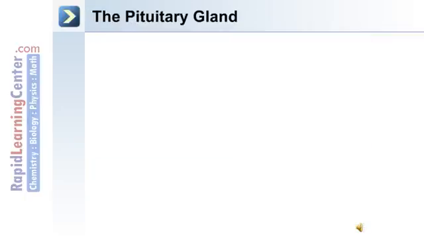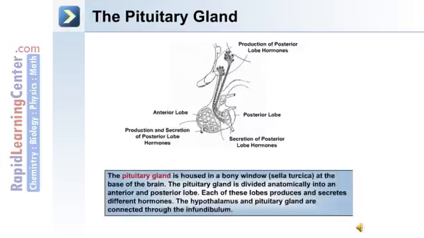The major gland of the endocrine system is the pituitary gland. This gland is housed in a bony window known as the sella turcica at the base of the brain. The pituitary gland is divided anatomically into an anterior and posterior lobe, and each of these lobes produces and secretes different hormones. The hypothalamus and pituitary gland are connected through the infundibulum.